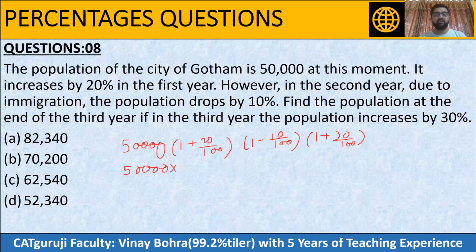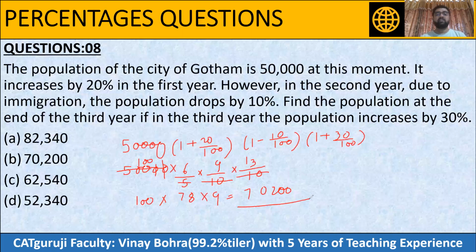This 1 plus 20 by 100 is 6 by 5, then 9 by 10, then 13 by 10. We'll cancel 2 zeros from here, and we'll cancel 1 5 from here. That will give me 100. So 100 times 6 into 13 is 78, into 9. On simplifying this, I'll get 70,200. So 70,200 is my answer for this particular question.